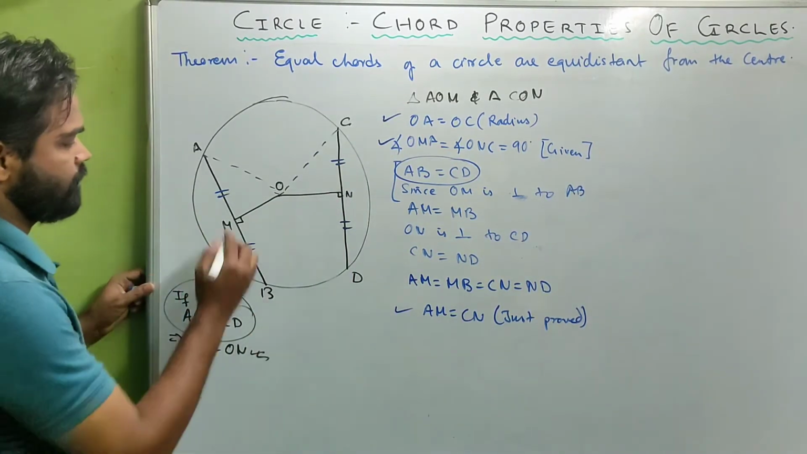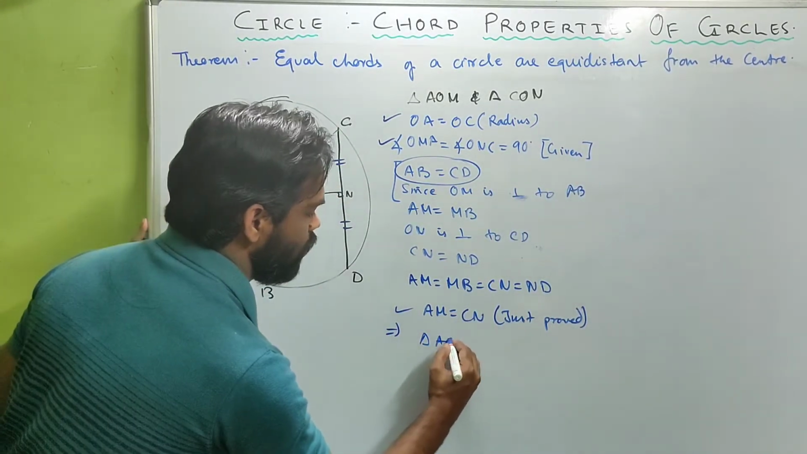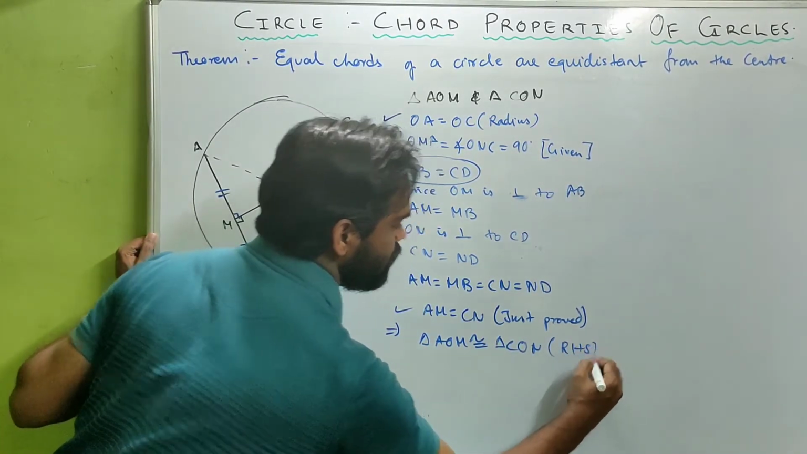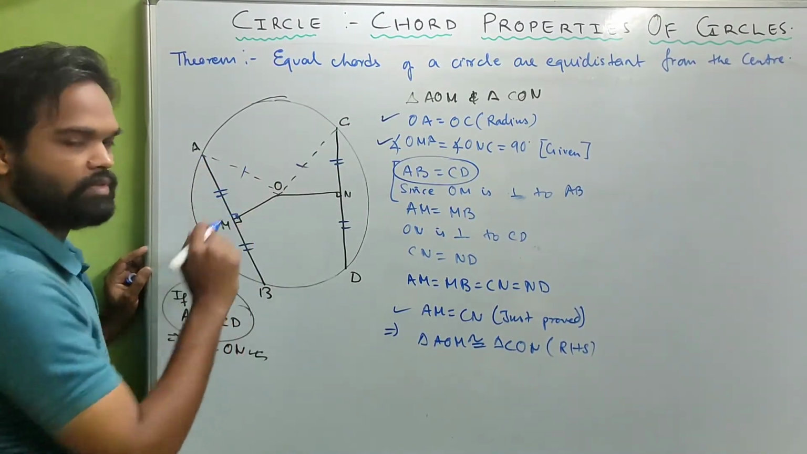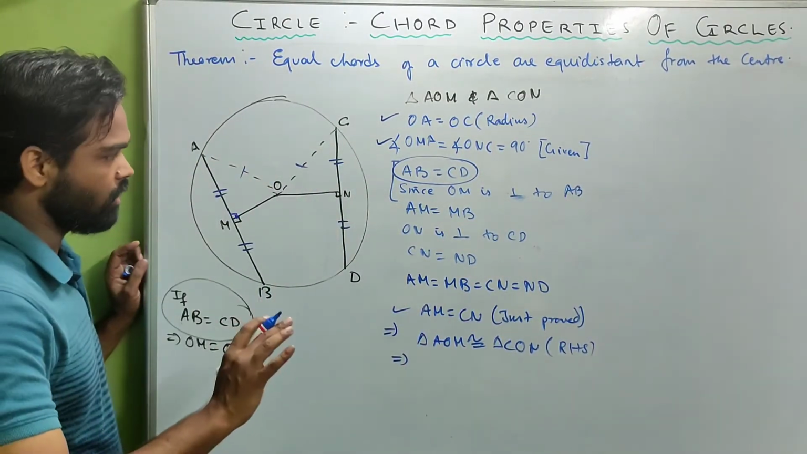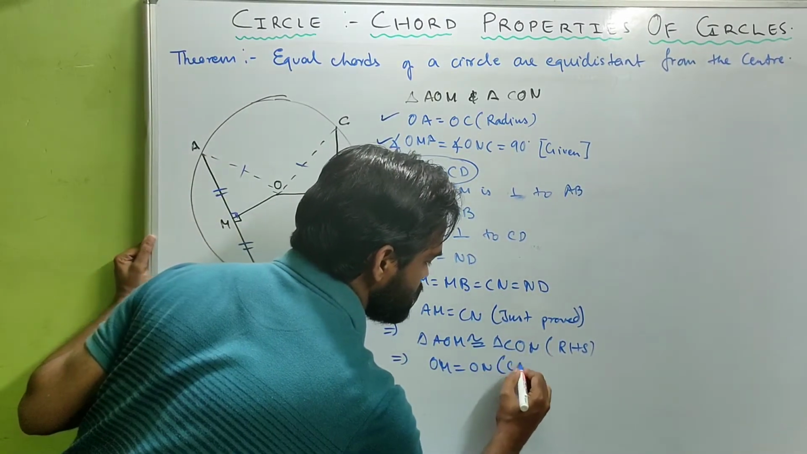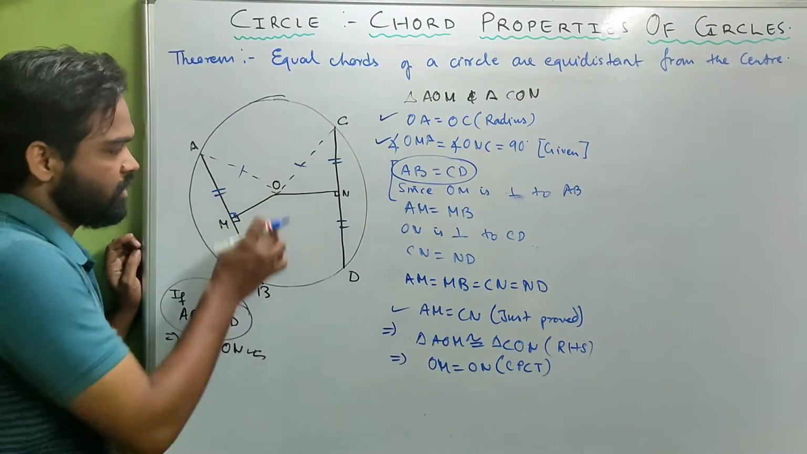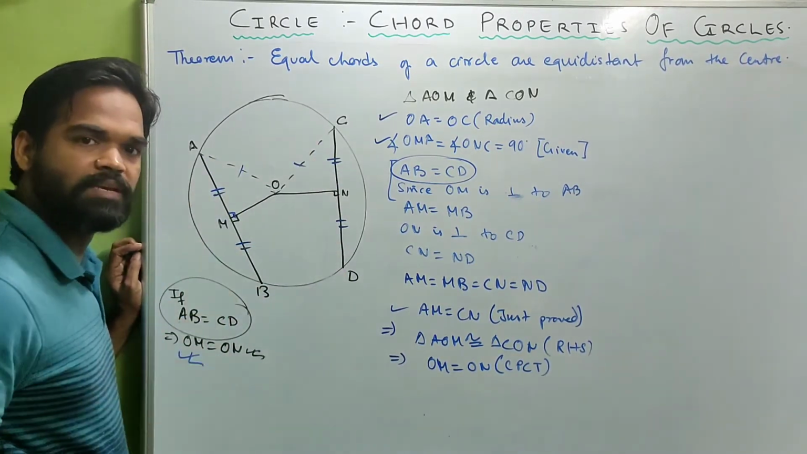Okay. Now see, this was 90 degrees. So we can say that triangle AOM is congruent to triangle CON by RHS, because this is 90 degrees, and the hypotenuse and one of the sides are equal. Now, if these two triangles are congruent, then you can say that OM equals ON, by CPCT. And this is what we are supposed to prove, that OM equals ON, which means the distance from the center to these two equal chords has to be the same.